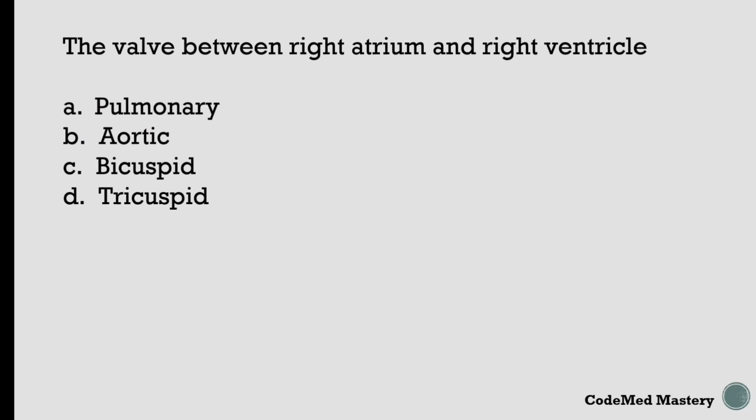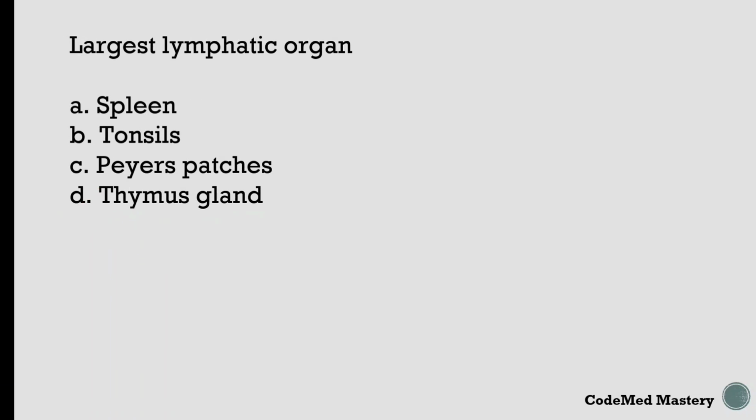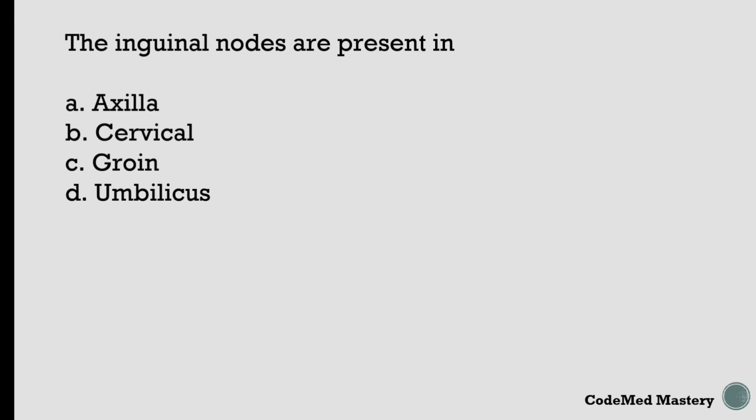Next question, the valve between right atrium and right ventricle is option A pulmonary, option B aortic, option C bicuspid, option D tricuspid. The right answer is option D tricuspid. Next question, largest lymphatic organ. The right answer is option A spleen. Next question, the inguinal nodes are present in option A axilla, option B cervical, option C groin, option D umbilicus. The right answer is option C groin.